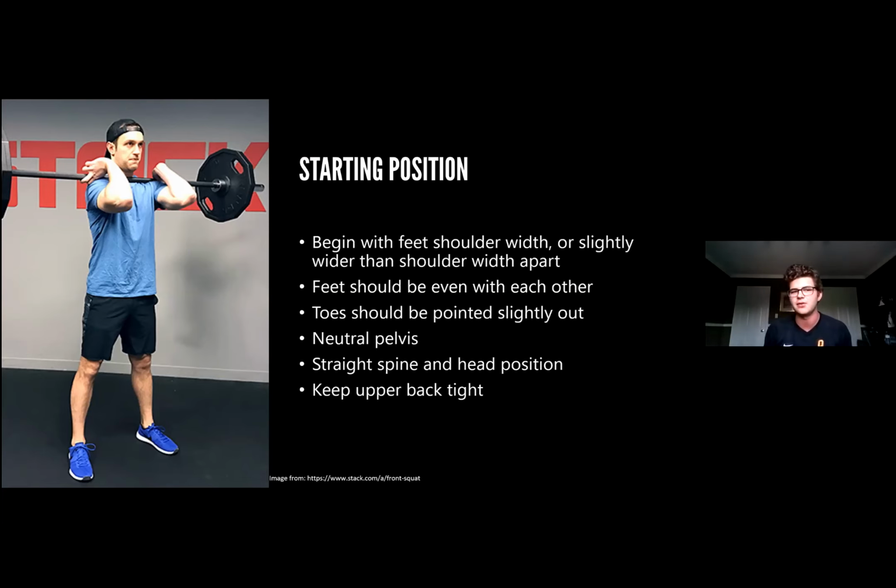Toes pointed slightly out. We want a neutral pelvis, so we don't want it tilted anteriorly or posteriorly. And this leads into our straight spine and head position. We want to keep a tight upper back to ensure that we have that rigidity throughout our spine and our entire upper body to be able to support whatever weight we have. Because we can really only squat as much as our upper body can support. If we have a weight on our back or a front squat and our upper body folds over, then we can't squat that way. We don't get the resistance that we want. So keeping our upper back and staying rigid the entire time will help support that weight and set us up for success.